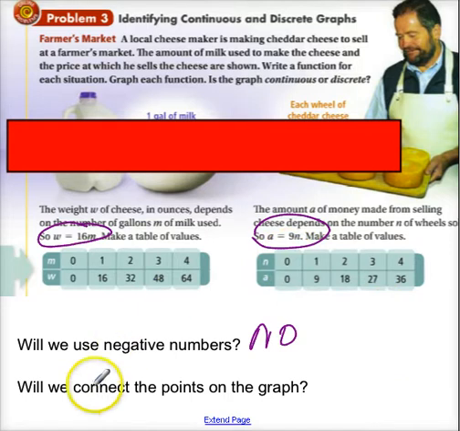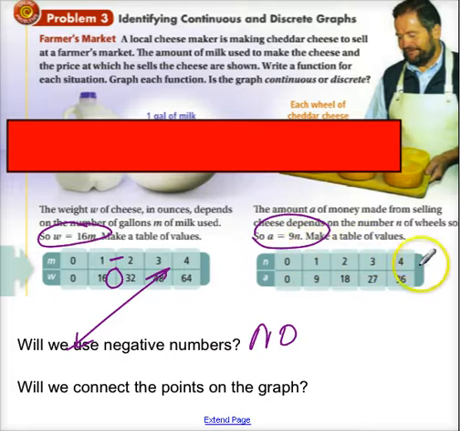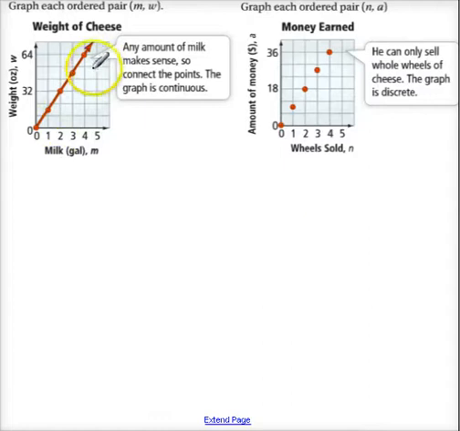and went on. Now, are we going to connect the points of these graphs? Well, can I find the weight of this cheese with any given amount of milk? Yes. So I could find out how much the weight is if I had 1 3/4, something in between 1 and 2. So this would be a continuous graph. However, if I'm only selling whole wheels of cheese, I can't find a price for in between that amount. So this would be a discrete graph because I'm measuring whole wheels of cheese. So the graphs would look like this. Continuous for weight, and money earned would be discrete.